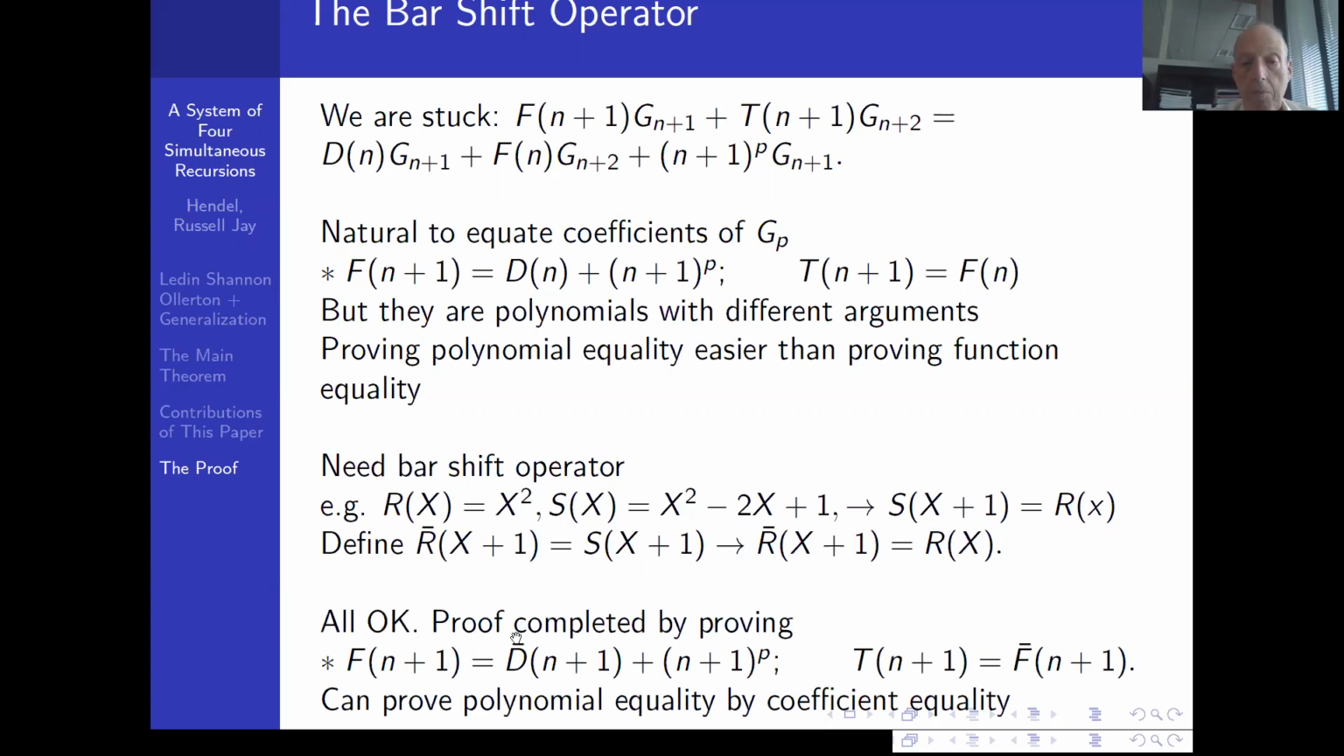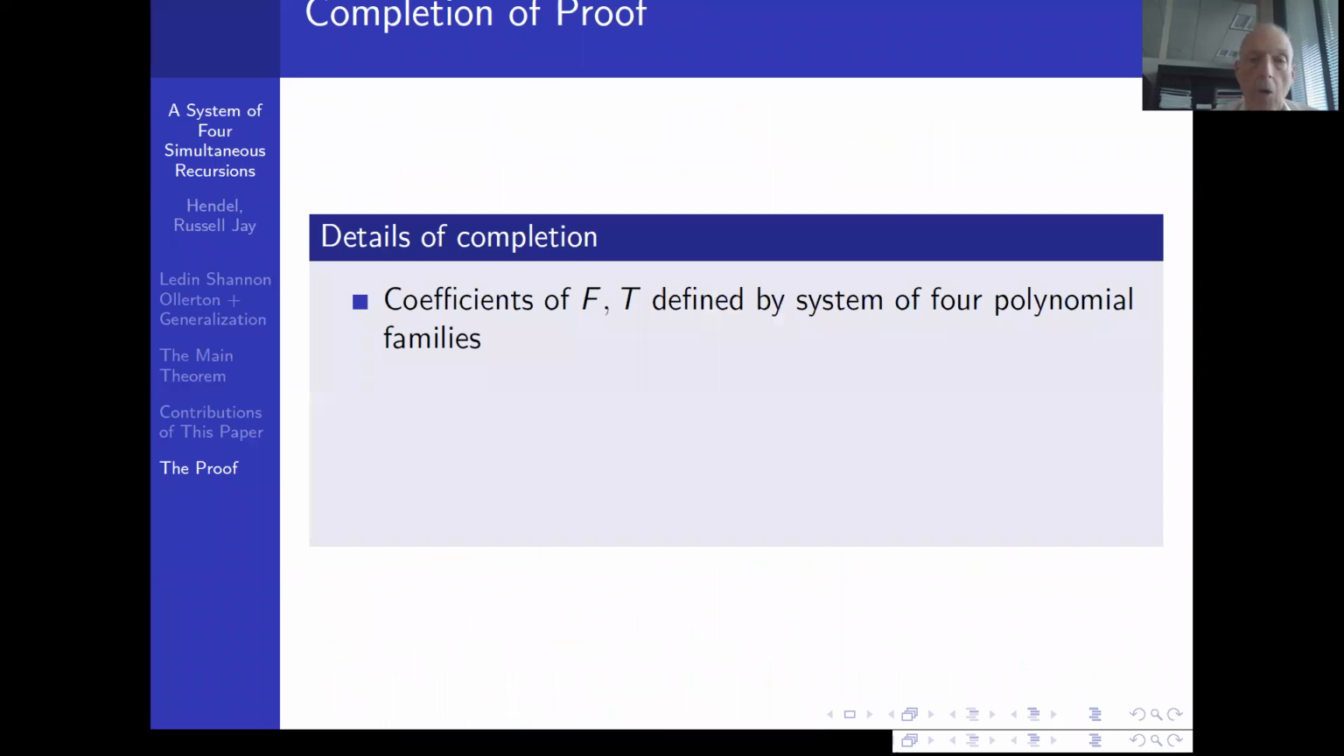So the proof is completed by proving that this F_{n+1} is D bar_{n+1} plus (n+1)P, and T_{n+1} is F bar_{n+1}. Why is this so nice? Because I don't care about the n plus 1 or the n or anything else. I'm just going to prove polynomial equality of these two polynomial equations. Polynomial equality simply means look at all the coefficients and show them the same. And that is now very straightforward. So this is the end of the proof.